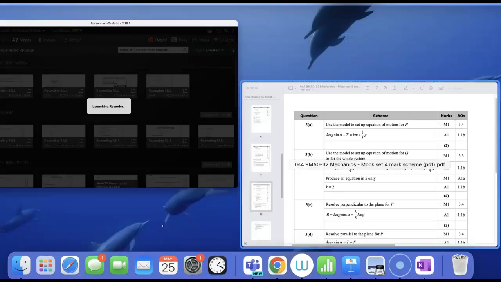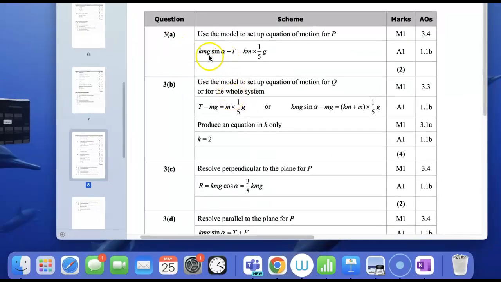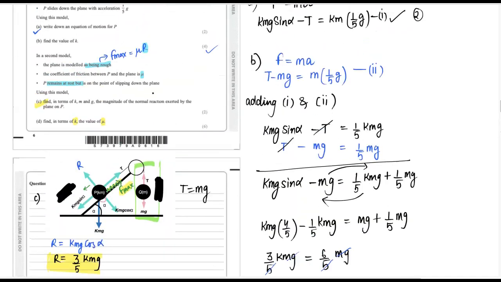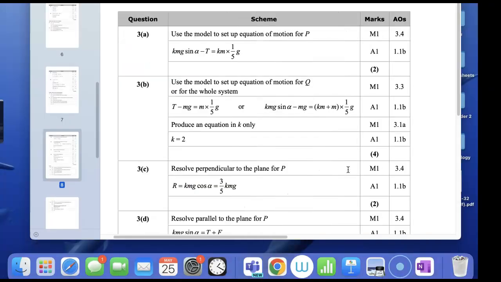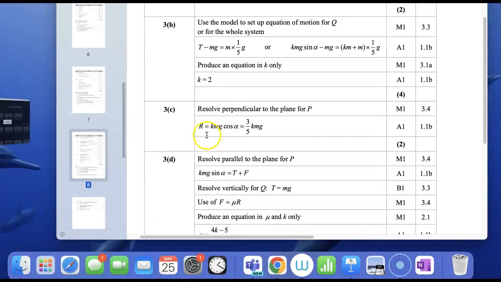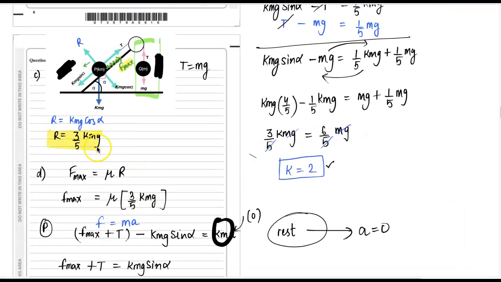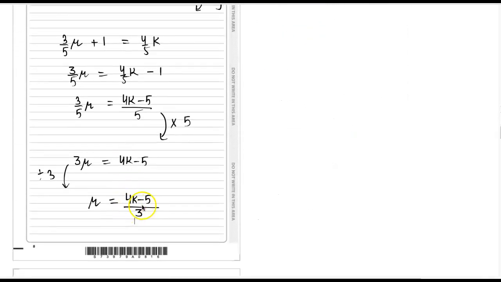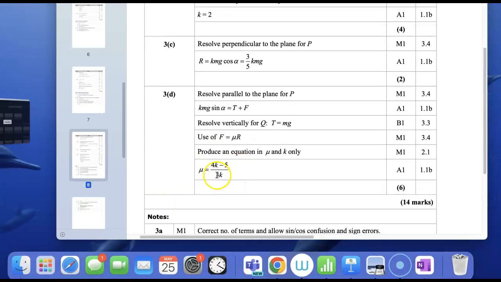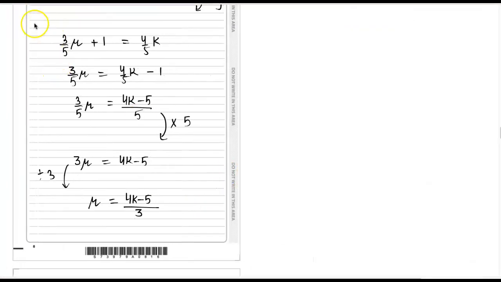Let me check here. So the first equation was kmg sine alpha minus T equals km 1/5 of g. That is there. Then the value of k was 2. Then the third one, what we needed to find out there? Okay, R was 3/5 of kmg, and D part is 4k minus 5 over 3. Yeah, that makes sense. Very well done.